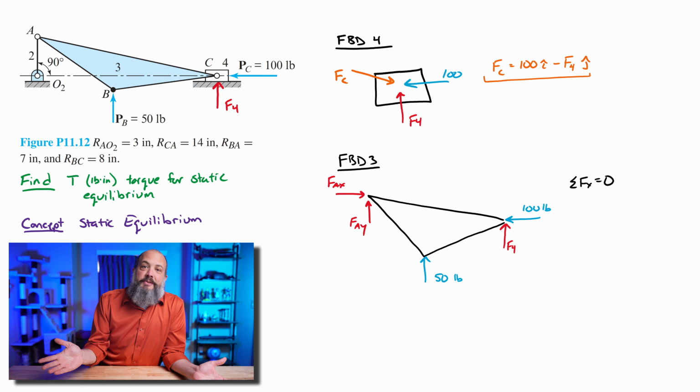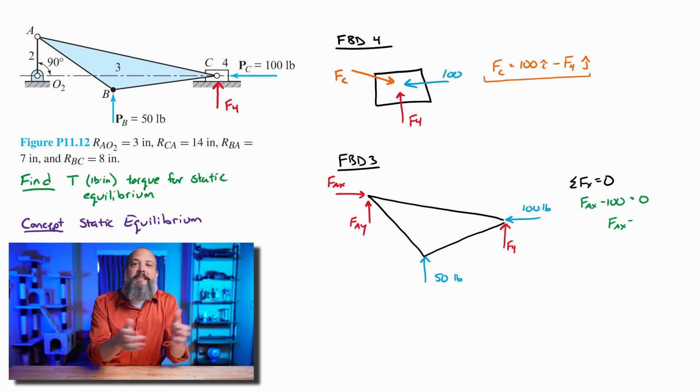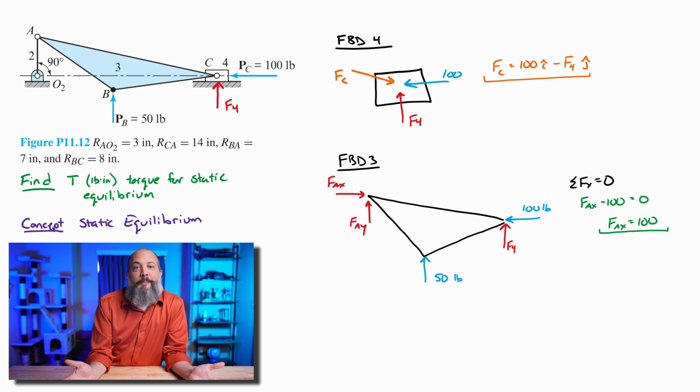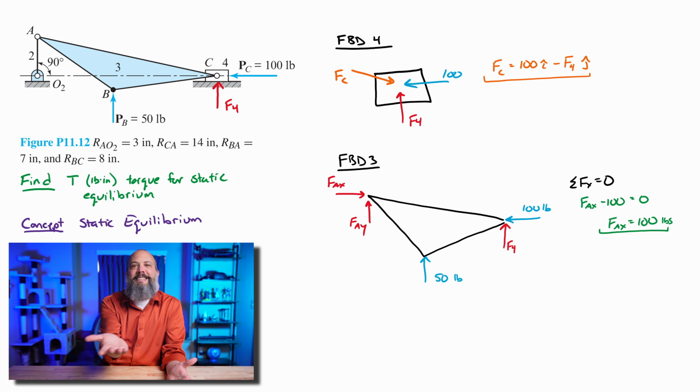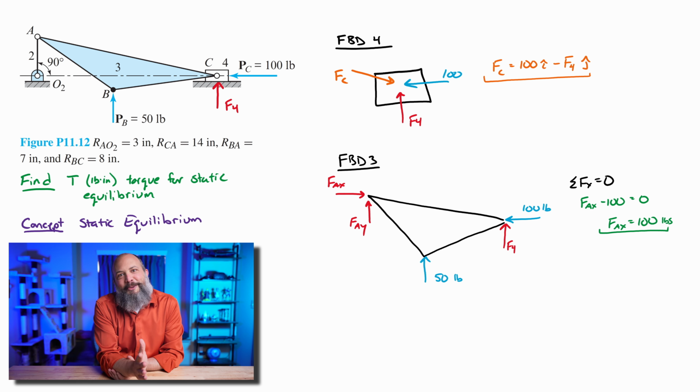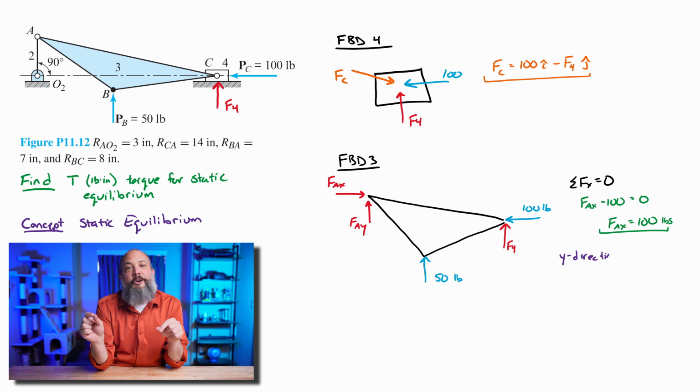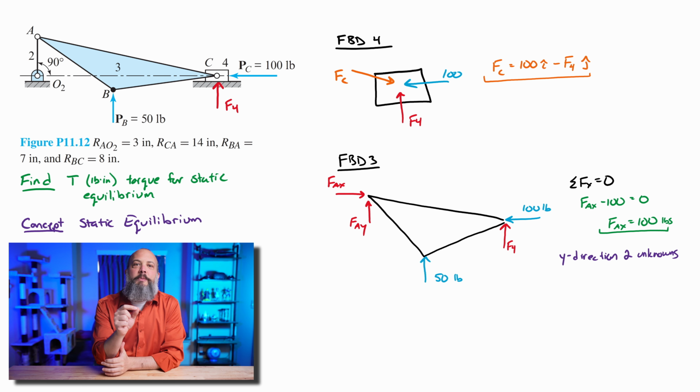Sum of forces in the x direction equals 0. Fax pointing right, 100 pounds pointing left. Fax equals 100 pounds. If only they were all this easy. Unfortunately, they're not, because in the sum of forces in the y direction, we're going to have 2 unknowns, F4 and Fay. And if we want to sum moments, we can sum moments about point A.